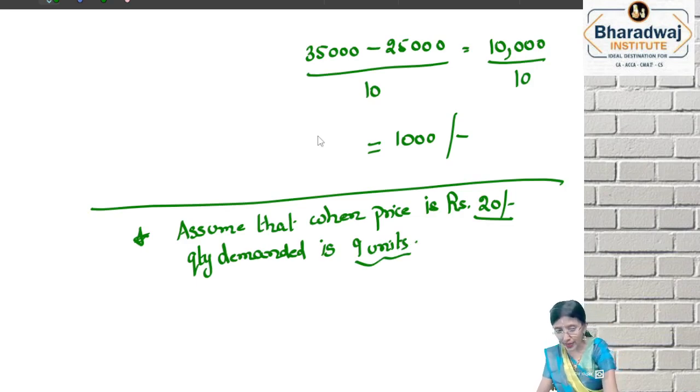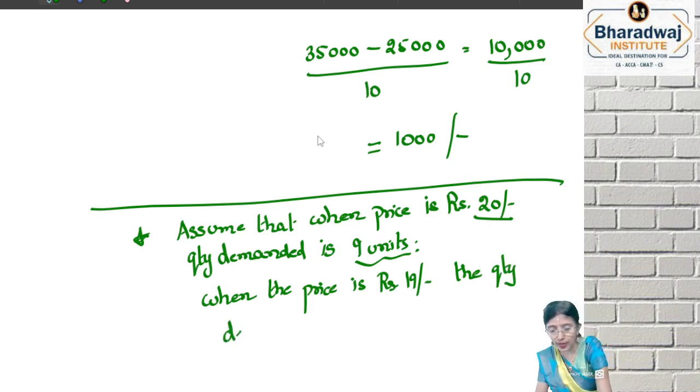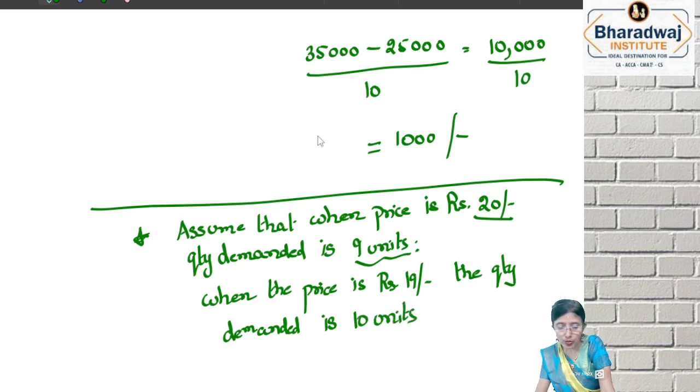Okay. And next, when the price is 19, which means price is falling, isn't it? When the price is 19, I underline that 19 also. Price falls. What is happening? The quantity demanded is 10 units. I underline that also. Are you clear?